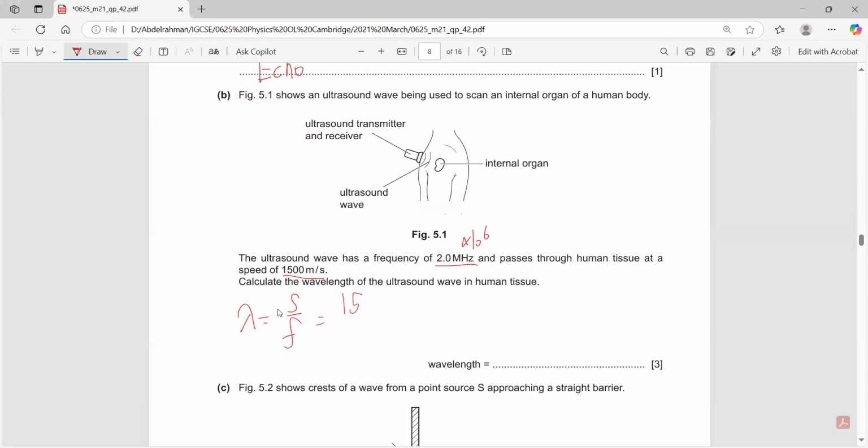The speed is 1500. The frequency is 2 times 10 to the power of 6 because this is megahertz. So 1500 divided by 2 times 10 to the power of 6 is 7.5 times 10 to the negative 4 meters. It's a very small wavelength.